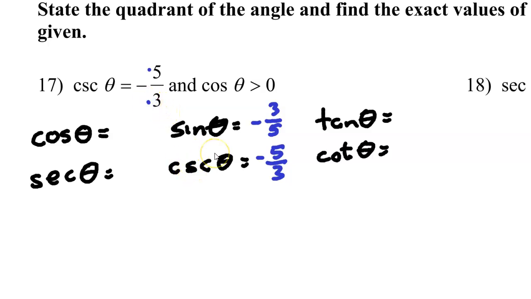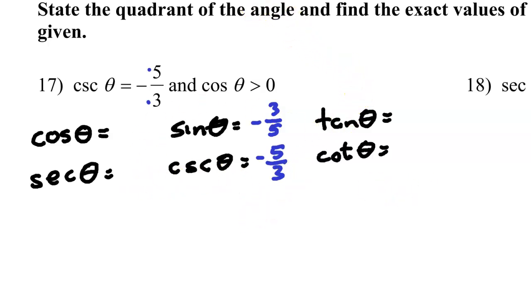But I don't have the adjacent, so I can't do all of these, since cosine requires adjacent. And I can't do tangent because it's opposite over adjacent. So what we're going to do is draw a triangle and figure out what the missing side is, and then I can go back and do it.